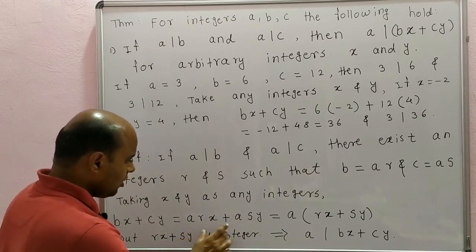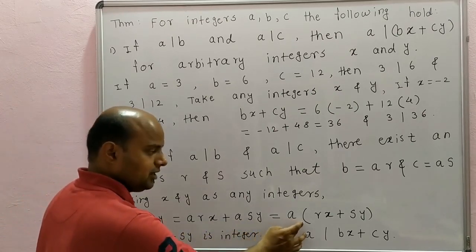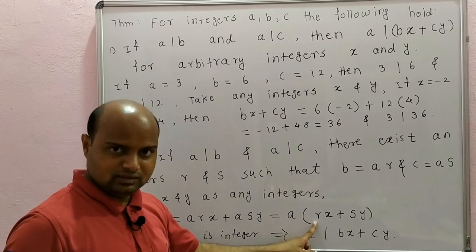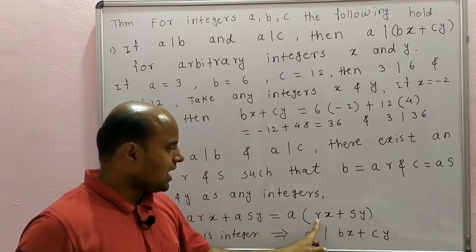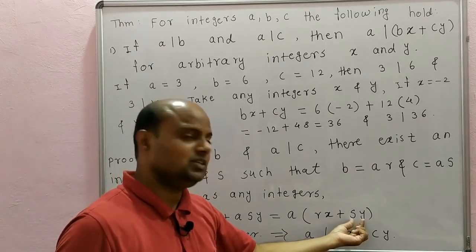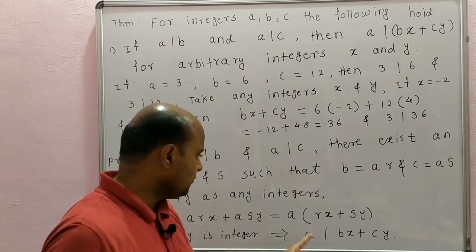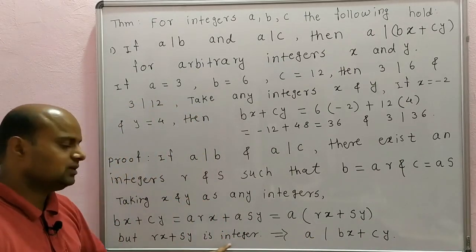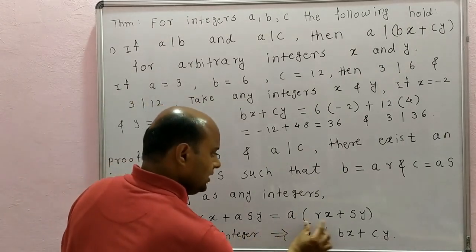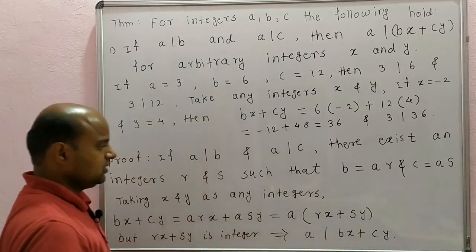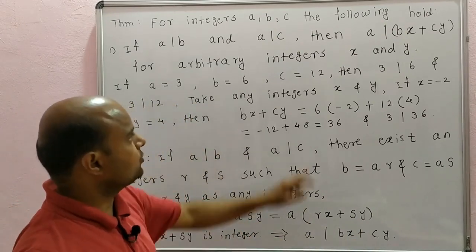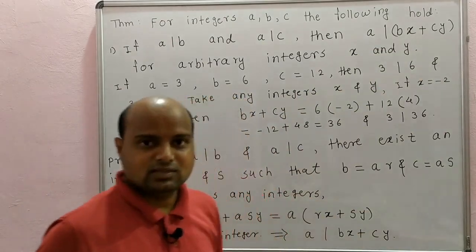Now take A common from these two. Therefore we get A into Rx plus Sy. Now R is an integer, x is an integer, therefore Rx is an integer. S is an integer, y is an integer, therefore Sy is an integer, and the sum of two integers is again an integer, therefore Rx plus Sy is an integer. What we have? Bx plus Cy equals A into an integer. So by the definition of divisibility, A divides Bx plus Cy, and that is what we had to prove.